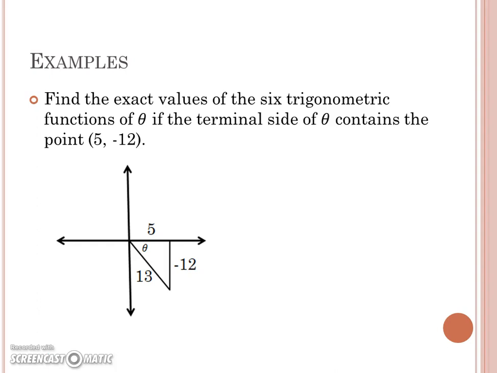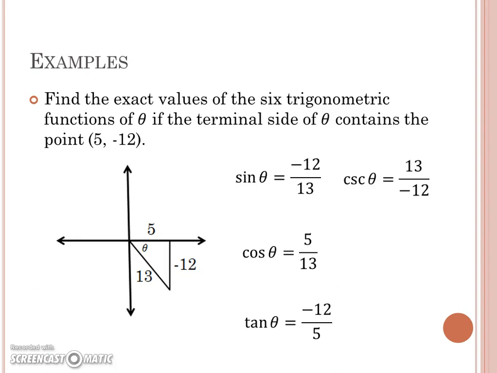So now we can do sine. Sine is -12 over 13. Cosine is 5 over 13. And tangent is -12 over 5. Do the reciprocals. Cosecant is 13 over -12. Secant is 13 over 5. Cotangent is 5 over -12.